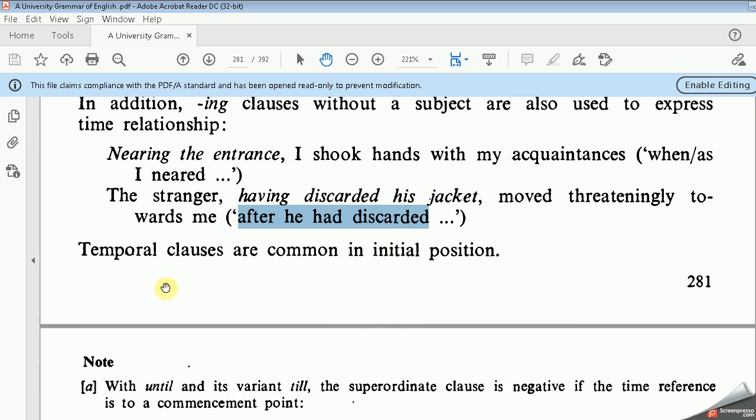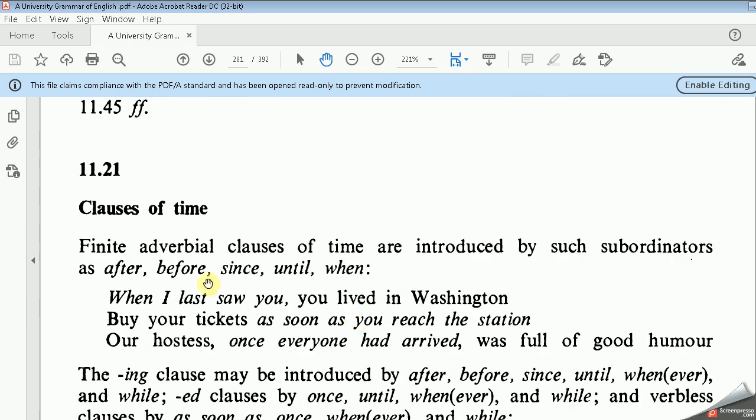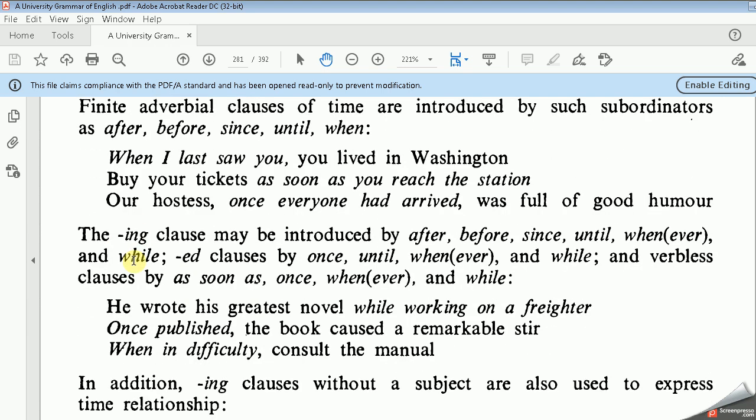Generally speaking, temporal clauses are common in initial position, and this is something most of our students know or are familiar with, that temporal clauses come at the beginning, in an initial position.